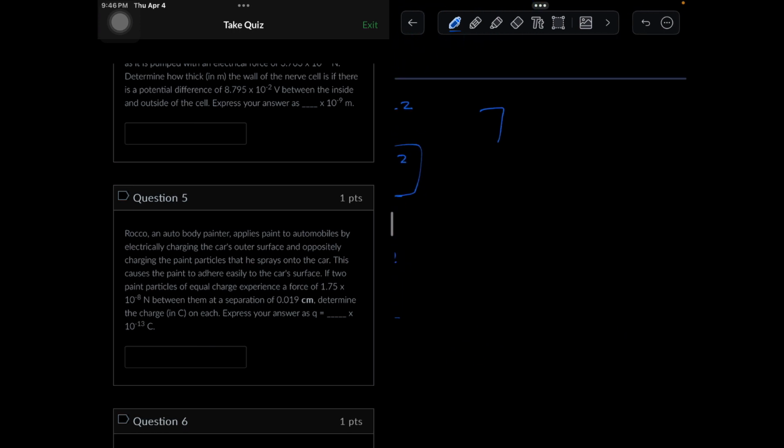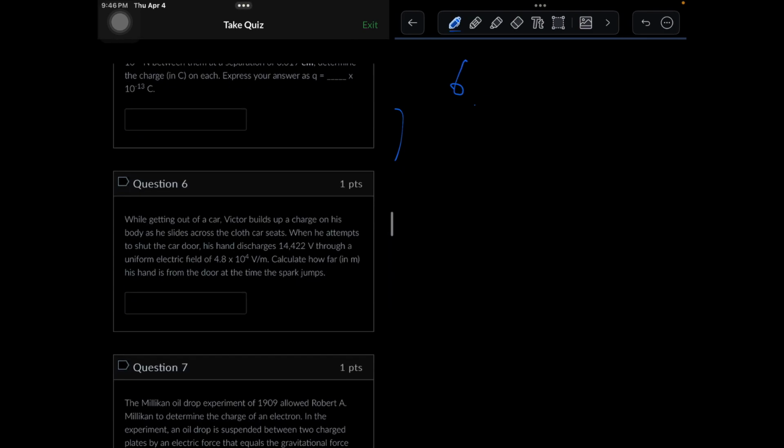Question number 6. Question number 6 states that while getting out of a car, Victor builds up charge on his body. You are given the amount of electrical potential difference and the electric field strength. And I just want to state that if you are finding the distance between his hand and the car, all you have to do is evaluate whatever units that you have and just try to find the meter value as simply as possible. You are given the voltage and you are given the field strength, which is volts per meter.